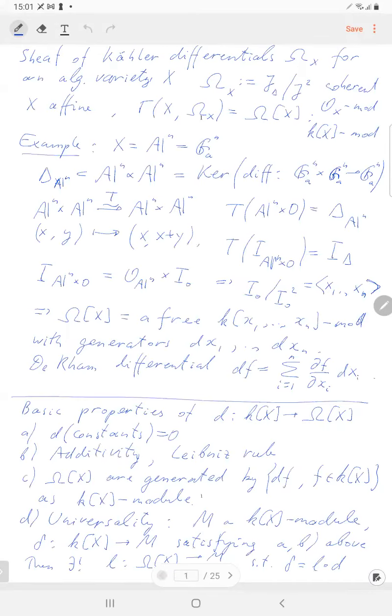So now let's prove this property. And we don't have to care about uniqueness, because we know that the Kähler differentials are generated by the differentials of functions. So if you know how your morphism behaves on differentials of functions, then it's already defined on all the Kähler differentials. Okay, so we only have to check the existence.